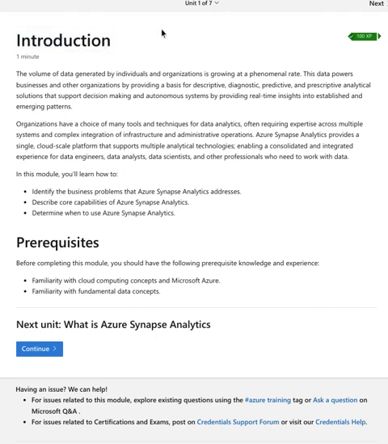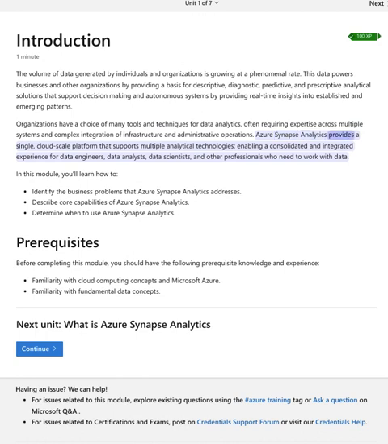Introduction. Completed 100 XP. 1 minute. The volume of data generated by individuals and organizations is growing at a phenomenal rate. This data powers businesses and other organizations by providing a basis for descriptive, diagnostic, predictive, and prescriptive analytical solutions that support decision-making and autonomous systems by providing real-time insights into established and emerging patterns. Organizations have a choice of many tools and techniques for data analytics, often requiring expertise across multiple systems and complex integration of infrastructure and administrative operations.